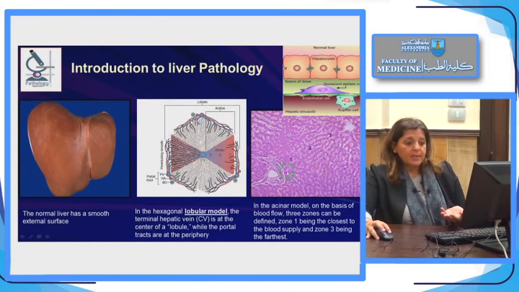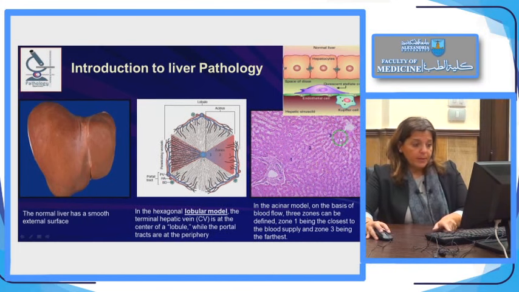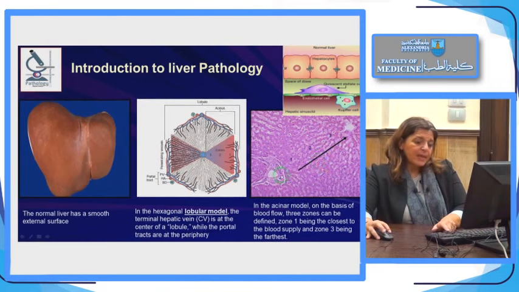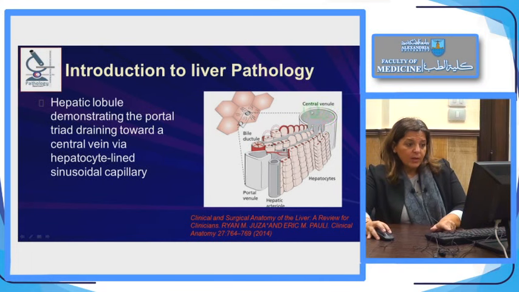Zone 1 is the closest to the blood supply. Zone 3 is the farthest from the blood supply. Okay, and that's the direction of flow of blood, and that's shown here in this diagram. You can see this is the central vein, and that's the portal tract on that side, and you can see the blood flowing from the portal tract, and you can see these are the rows of hepatocytes.